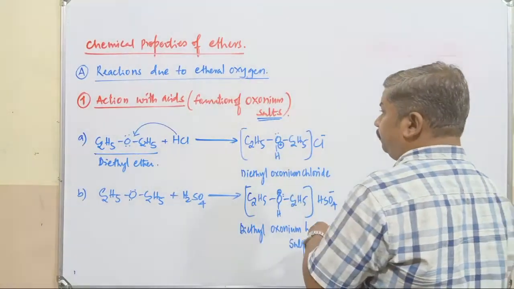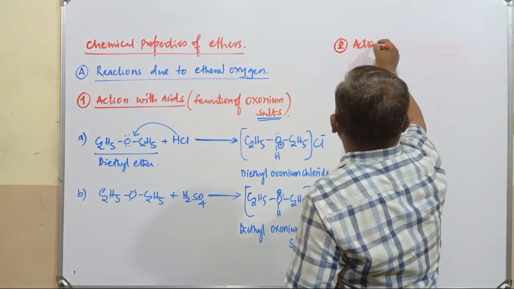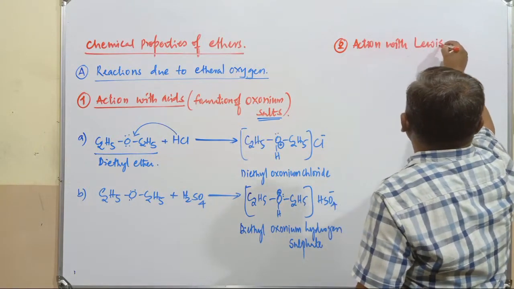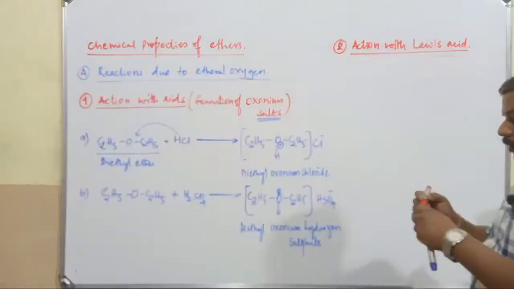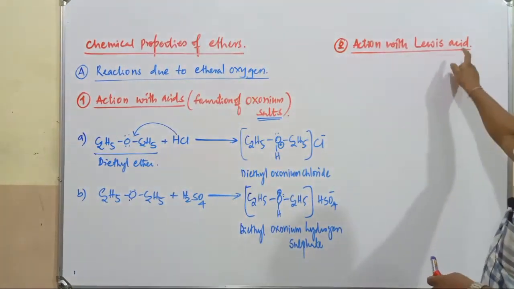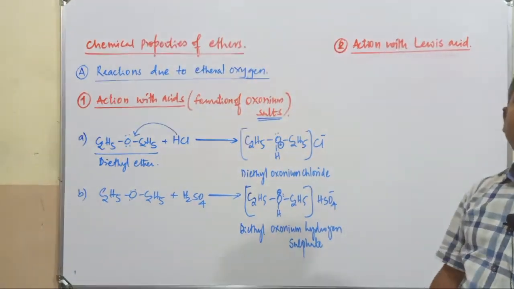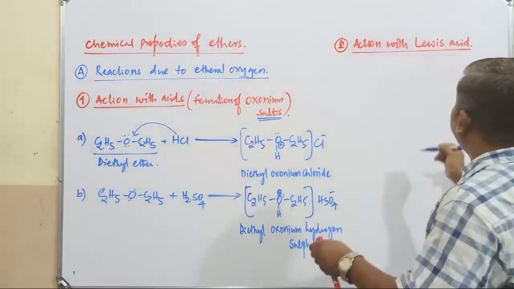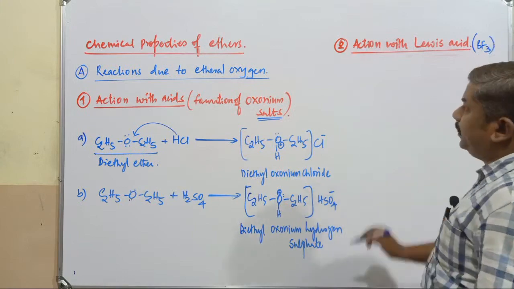Second reaction: action with Lewis acid. What is a Lewis acid, students? A Lewis acid is a substance which can accept one or more lone pairs of electrons. Any substance which accepts a lone pair of electrons is known as a Lewis acid. The best example for this one is BF3.